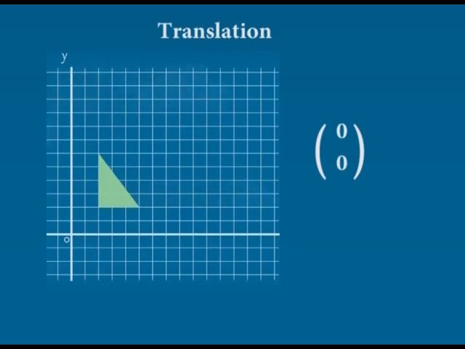The top number is the x coordinate and the bottom number is the y coordinate. The x coordinate tells us how far left or right the object moves. If we have a positive value, that means the shape moves to the right, and if we have a negative value, that means the shape will move to the left. The y coordinate tells us how far up or down the object moves. A positive number means the shape moves up, and a negative number means a downward movement. Notice that the figures do not change in their shape or size.